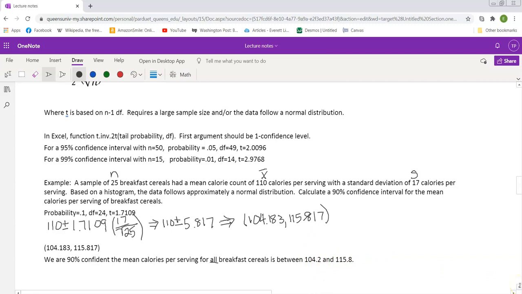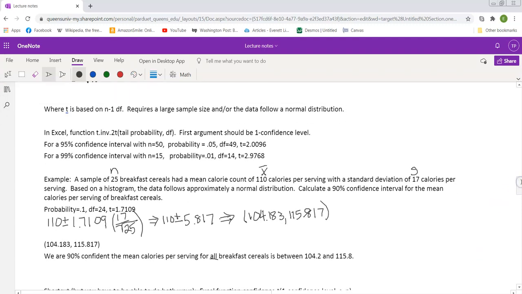Now, how would this look different if what you had was an actual list of data rather than summary statistics? Well, it would be exactly the same, except that you would need to calculate the summary statistics. So if you had just a data set, a whole list of data, you'd just use AVERAGE to calculate the mean, and you'd use STDEV.S to calculate the sample standard deviation. And then you just plug it in there, and you'd be good from there at that point.